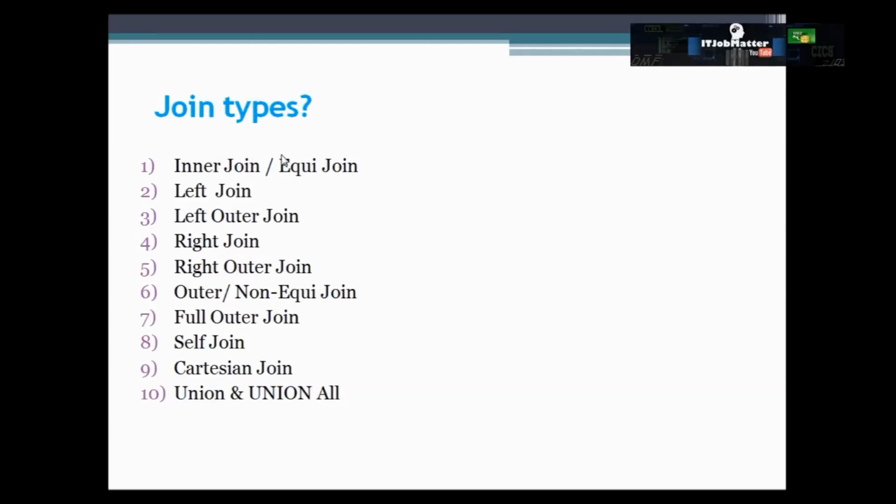These are the types of join which are available in RDBMS. We have inner join, which is also known as equi join. We have left join, left outer join, right outer join which is also called non-equi join, full outer join, self join, Cartesian join, union and union all operation. We will try to see all these join operations one by one with the help of one example as well.